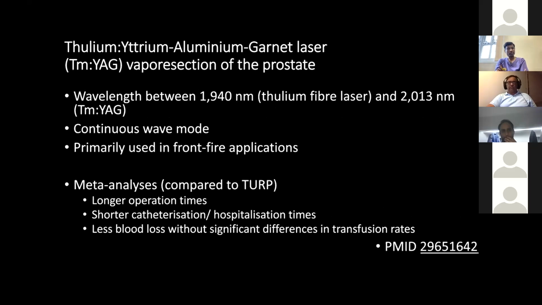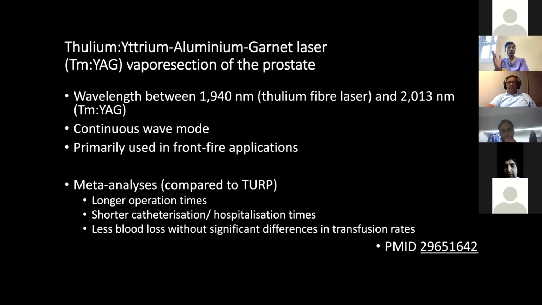Coming to the lasers, you all know the thulium laser, which can be used both as a vaporization technique and also as an enucleation technique. It is a continuous wave mode laser. You don't need to really memorize the wavelength of 1940. Compared to TURP, there is a longer operation time and the laser takes longer, but catheterization and hospitalization are much less. Blood loss will be much less.